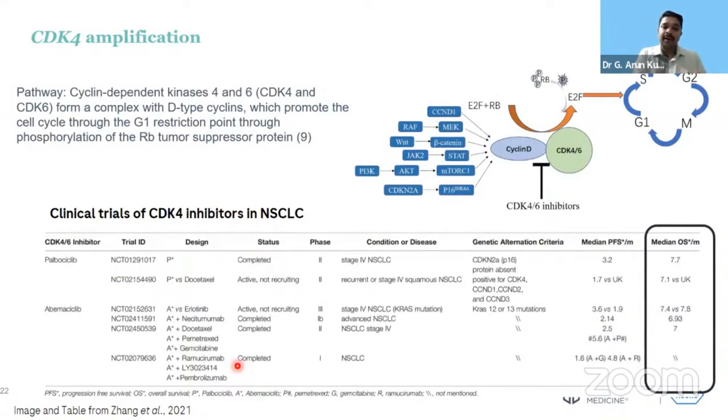Lastly, the most interesting one in this case was the CDK4 amplification. As we know, CDK4 is a cell cycle protein which promotes cells to go through the G1 cell cycle phase. In non-small cell lung cancer, CDK4 inhibitors like palbociclib and abemaciclib have shown certain activity, where the median overall survival has improved. So the clinician after this prescribed palbociclib, and the patient is now on palbociclib therapy and is doing fine as of now.